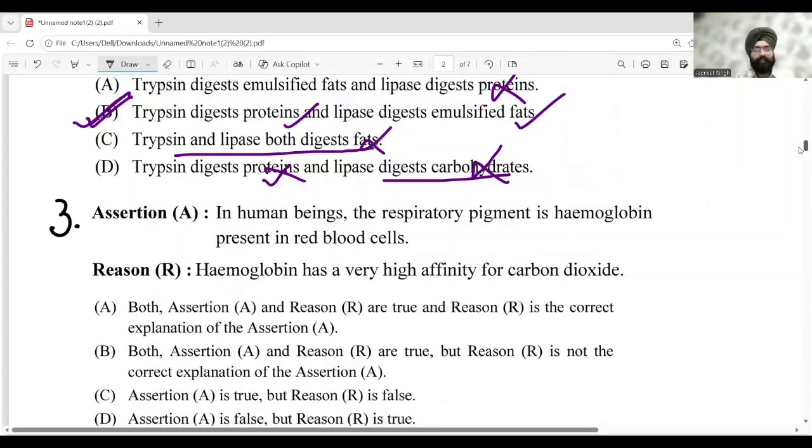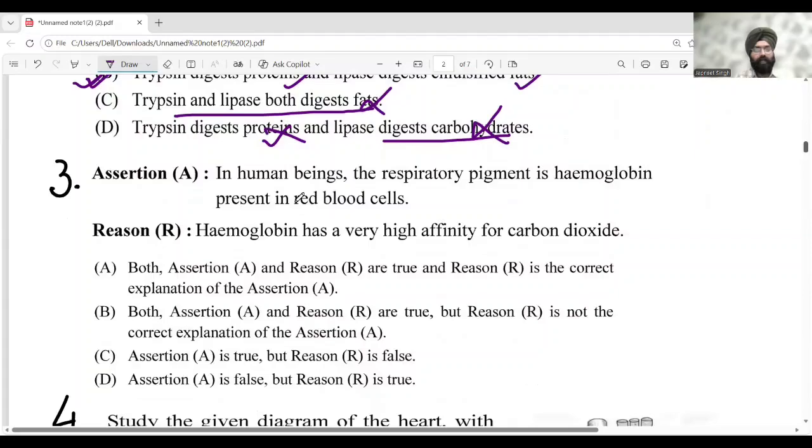Next, third, assertion and reason. In human beings, the respiratory pigment is hemoglobin, present in red blood cells. Is it true? Yeah, it is absolutely true. Hemoglobin has a very high affinity for carbon dioxide. No, it does not have high affinity for carbon dioxide. Instead of carbon dioxide, oxygen is correct. Hemoglobin has high affinity for oxygen. So A is true and R is false. Done.